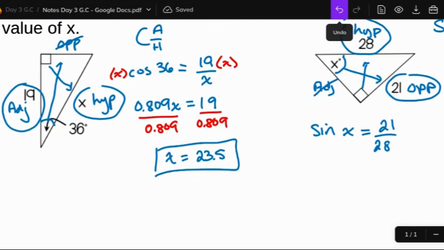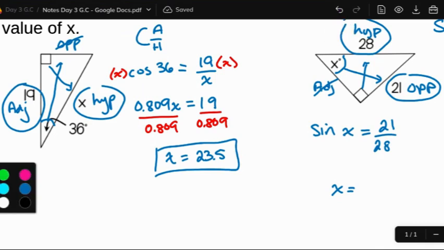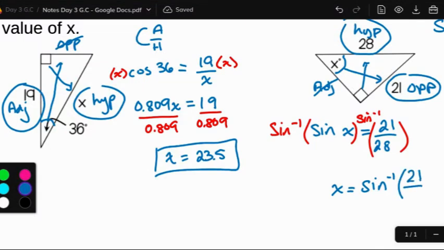So with this one, we are trying to undo the sine function on both sides. We want to get x by itself. So the way that we undo this is called the inverse trig ratio. We're essentially taking the inverse sine, the sine minus 1, of both sides, which means that the right-hand side will become sine minus 1 of 21 over 28. It's like the opposite of sine. It undoes sine.